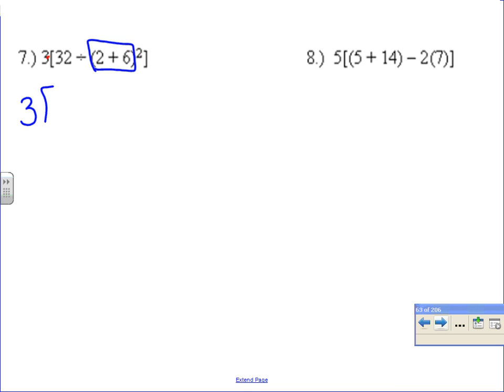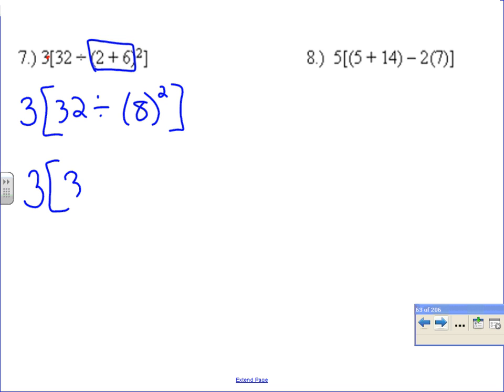So we have 3 bracket 32 divided by 2 plus 6 is 8. Why did I keep the parentheses there? Even though we added them, why did I keep the parentheses around the 8, Mary? Yeah, because there's an exponent there, just in case that 8 may have been negative, which it's not, but I'm going to keep it inside parentheses so we know that exponent goes with the 8. Doug, what's the next step? Good. Square the 8. 8 squared is 64.